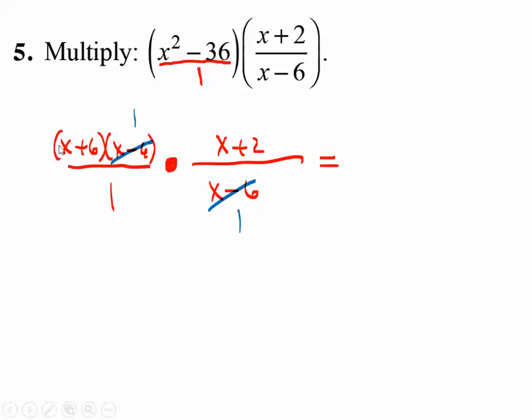First, on top, I have two different polynomials, right? So they both need parentheses around them because we're going to multiply. If you don't put the parentheses around the x plus 2, that means the only x is going to multiply that x plus 6, and that's not right.